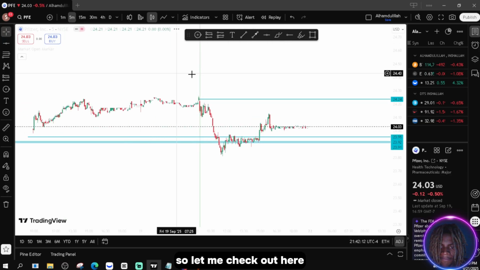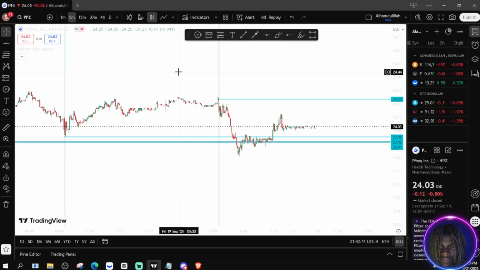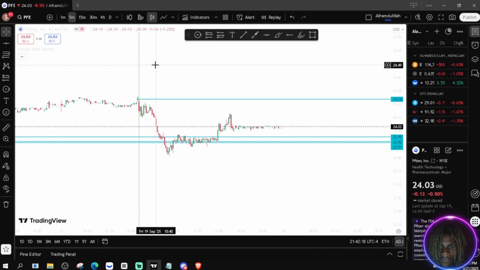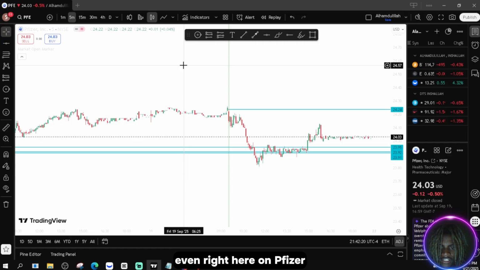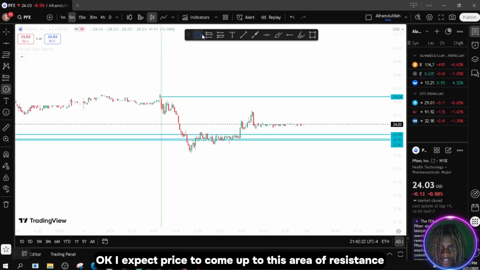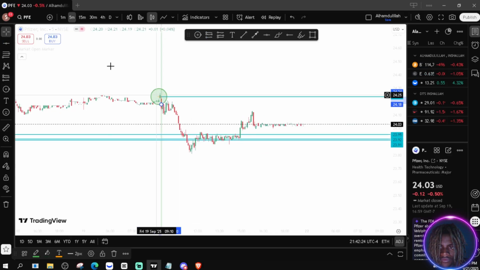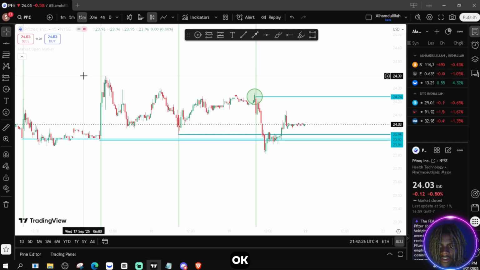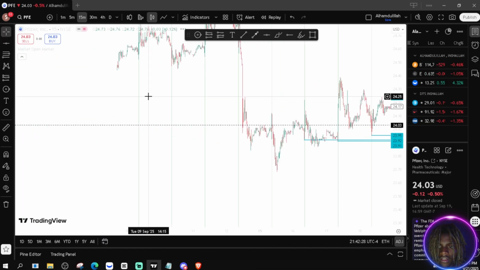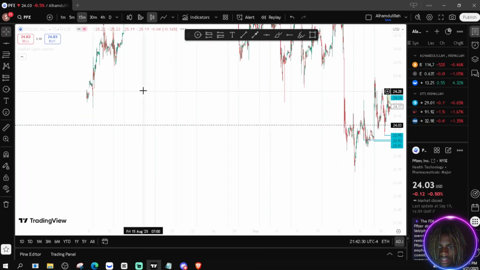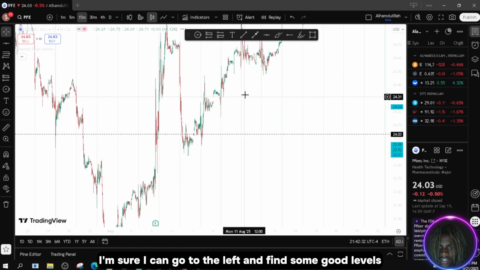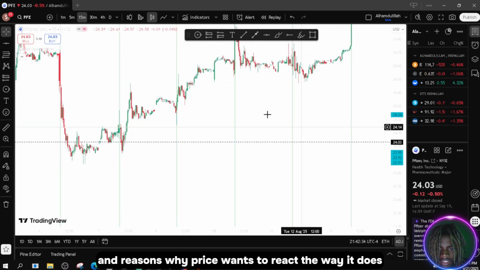So let me check out here. Even right here on Pfizer, I expect price to come up to this area of resistance up here. I'm sure I could go to the left and find some good levels and reasons why price wants to react the way it does.